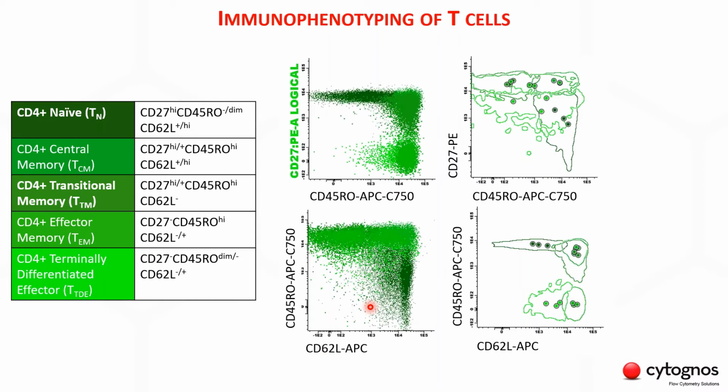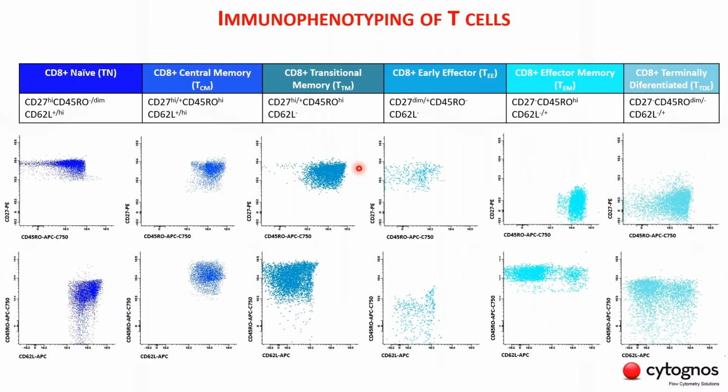So using now the same two dot plots, we see how the pattern of the CD4 positive cells looks from naive to the terminally differentiated effector cell. In the case of CD8 positive T cells, a similar subpopulation can be identified in terms of immunophenotyping using the same two dot plots, as you can see here with the corresponding immunophenotype.